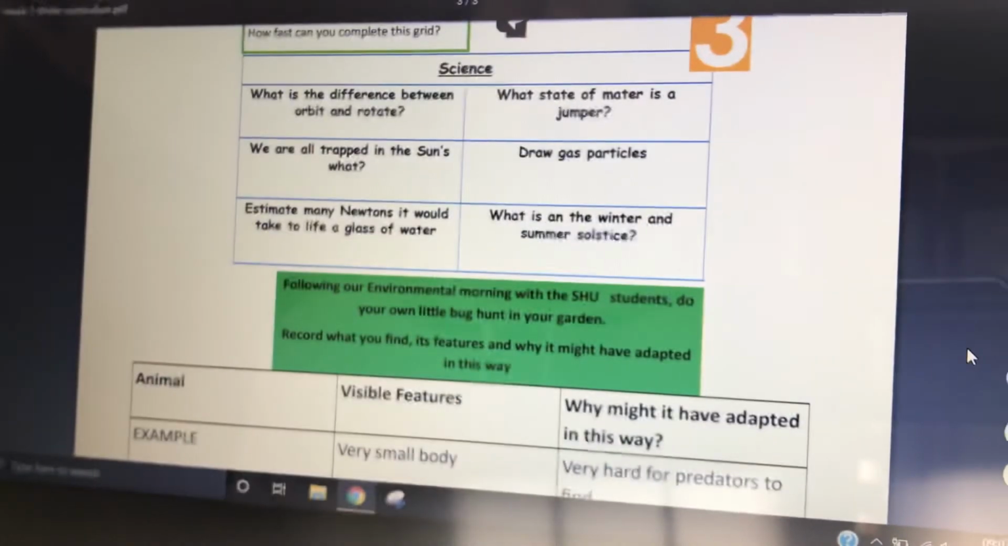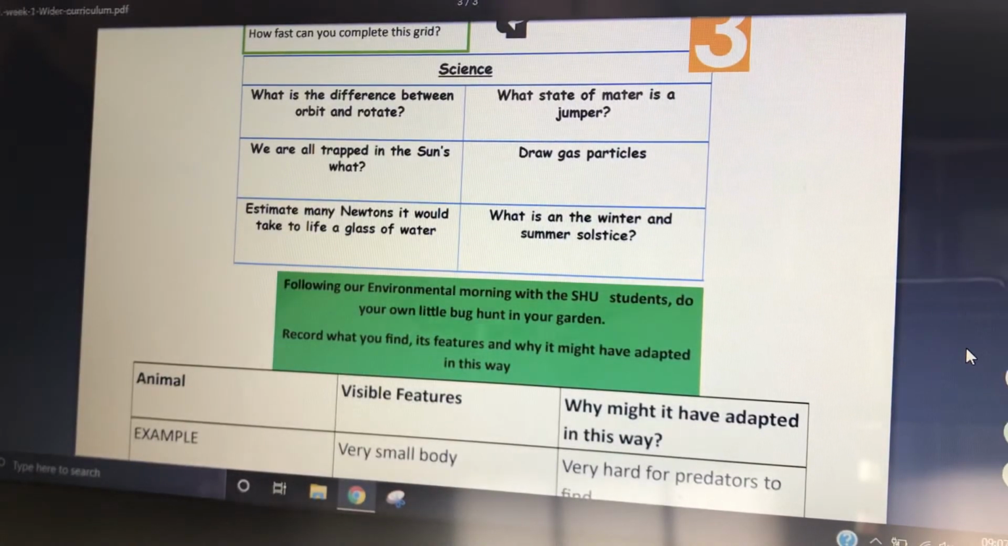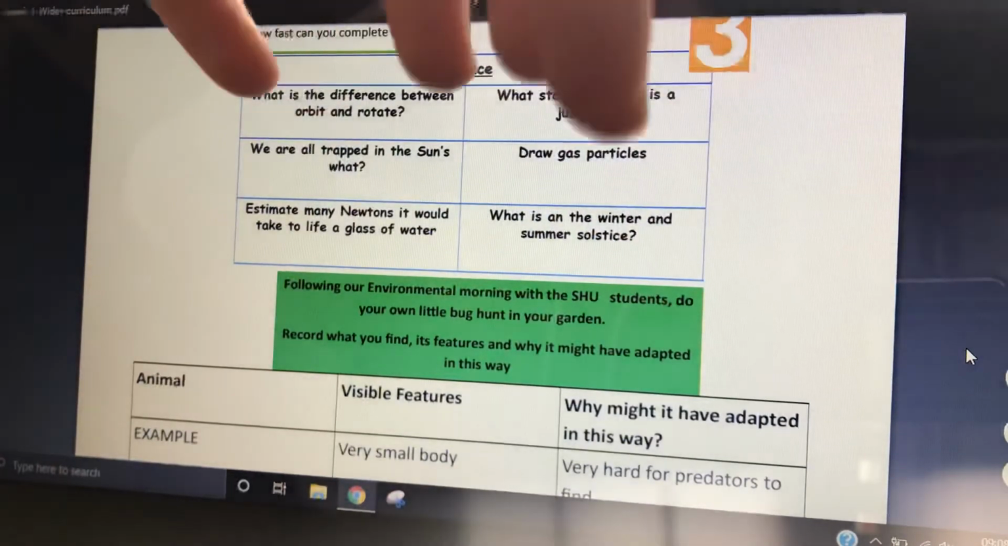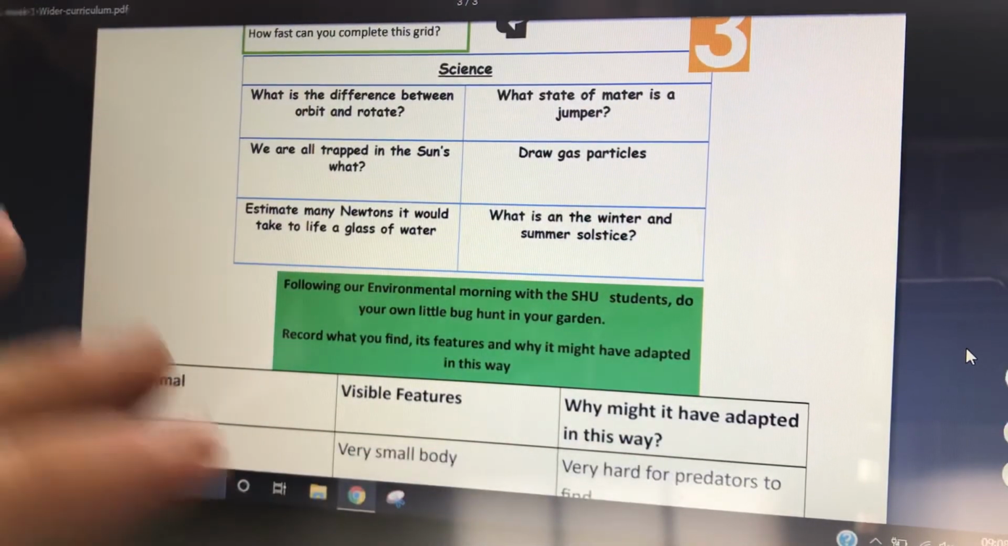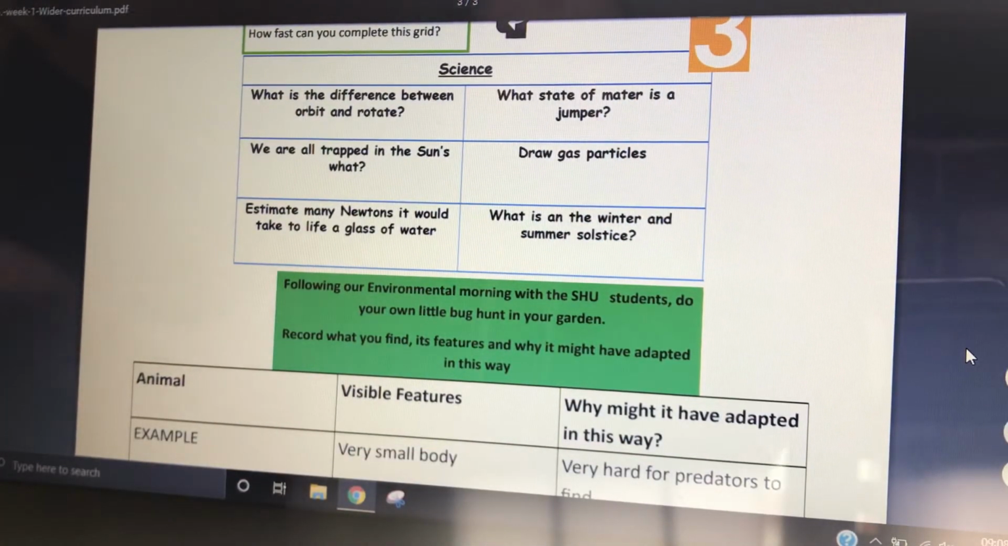Okay. We are all trapped in the sun's what? Now that's the lesson we went outside and we had the big parachute and I stood in the middle. So we're all trapped in the sun's gravitational pull. Remember the gravity of the sun, because it's such a big mass, bends like an invisible fabric of space, and it makes everything else get trapped in it.